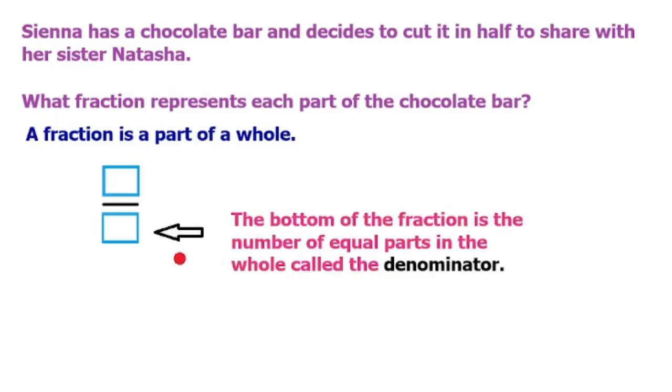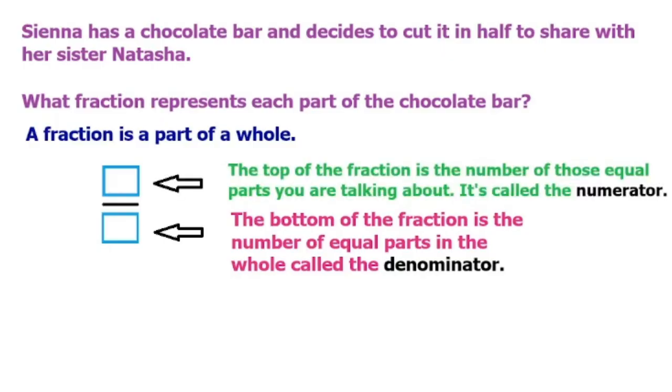So the bottom of the fraction is the number of equal parts in the whole, which is called the denominator. And then the top of the fraction is the number of those equal parts you are talking about. It's called the numerator.